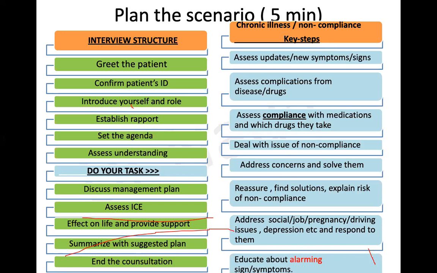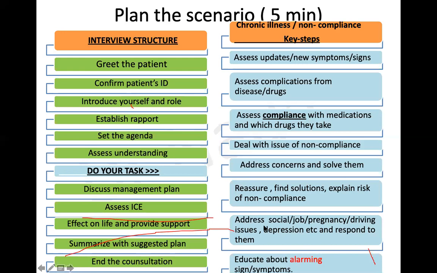One more thing is that if you ask about the concerns, remember, it's not enough to ask about their concerns. You must solve the concern. And that's the meaning of the candidate did not manage the patient's concern. It's about managing concerns, not assessing concerns, just asking and not solving these problems, okay? You ask about the concerns to give a solution, all right? And then reassure, find solutions, explain the risks of non-compliance, address any social.